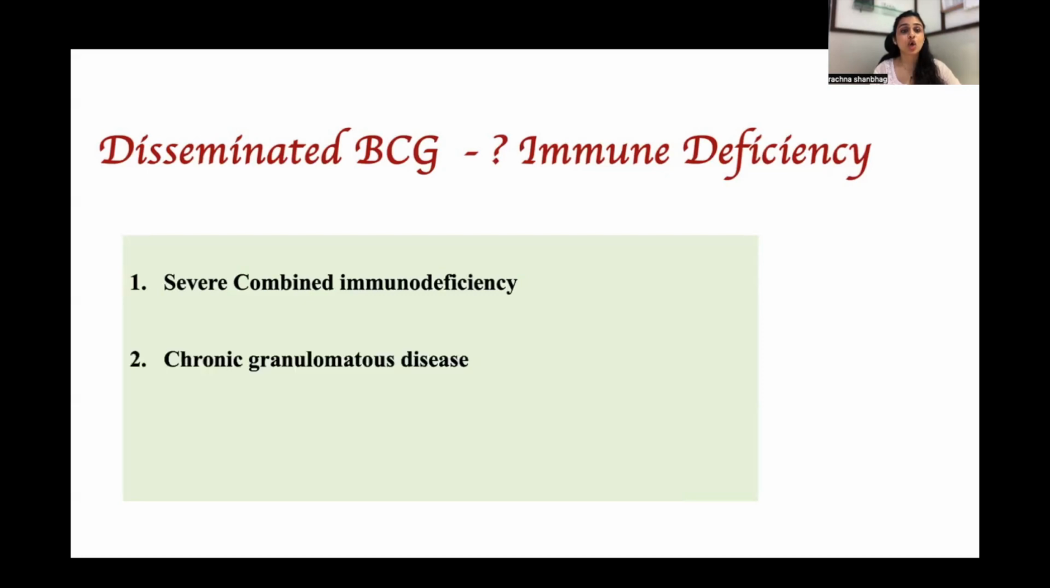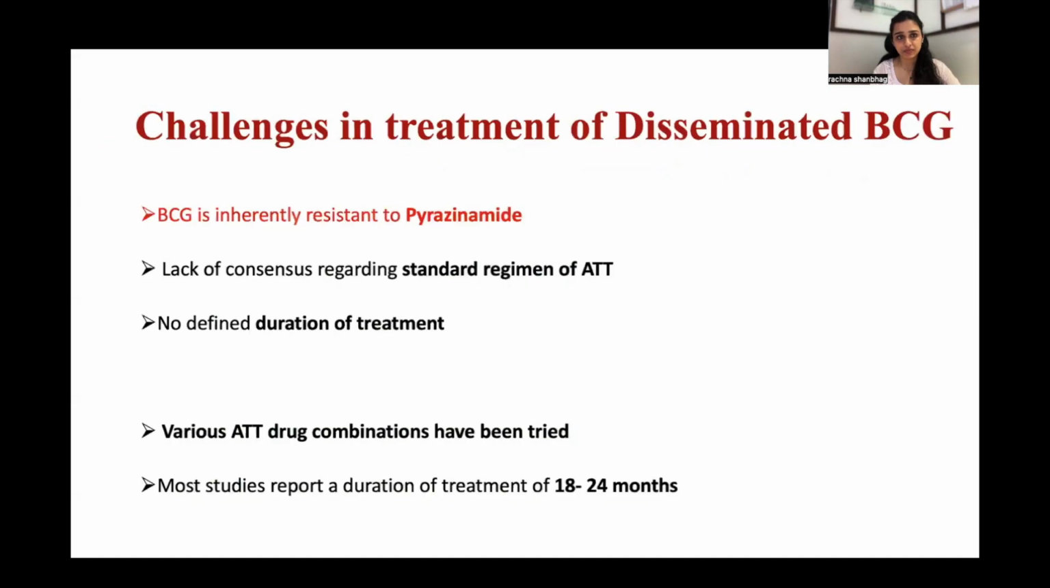What are the common PIDs that present with disseminated BCG? One of them is severe combined immunodeficiency, or what we know as SCID. The second is chronic granulomatous disease, and the third is Mendelian susceptibility to mycobacterial disease.